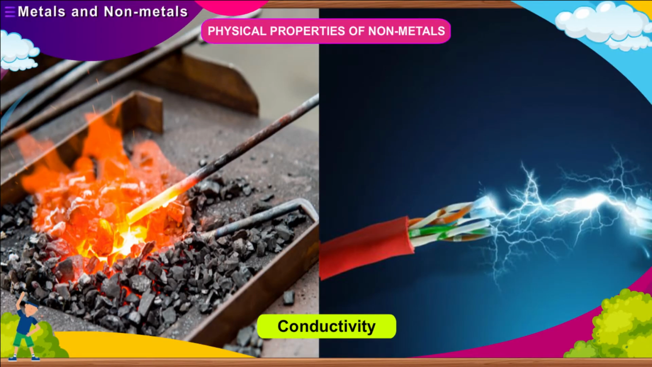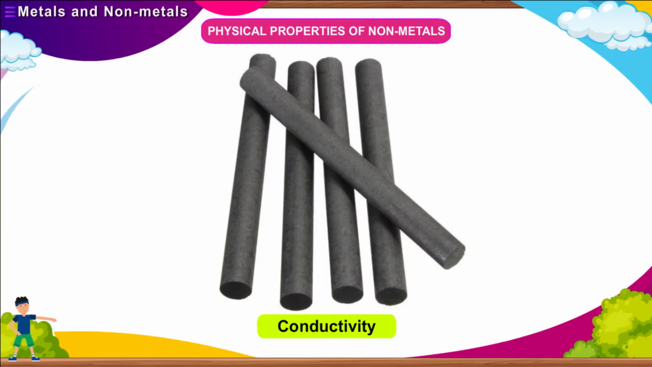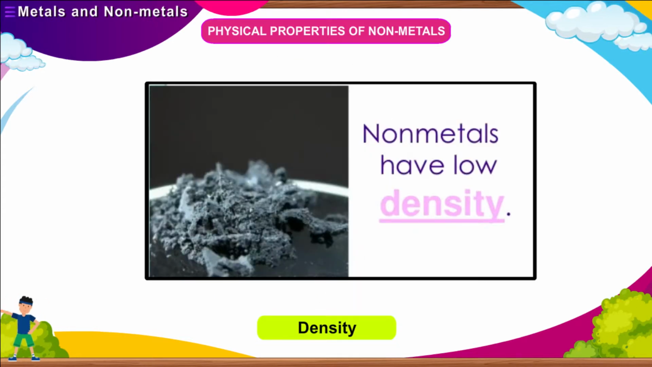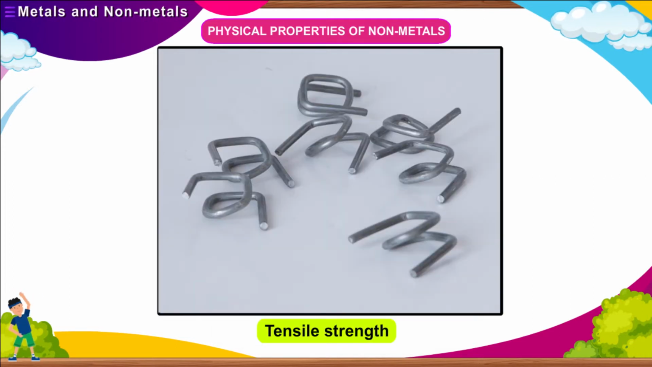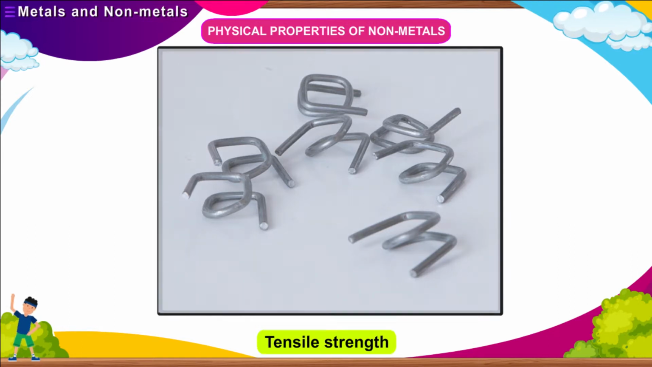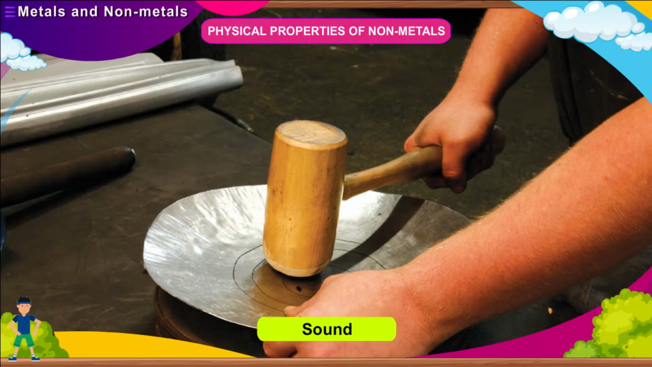Conductivity. Nonmetals do not conduct heat and electricity. These are insulators. The exception here is graphite, which is a good conductor of heat and electricity. Density. Nonmetals are generally soft and have low densities. The exception here is diamond, which is the hardest naturally occurring substance. Tensile strength. Nonmetals can be broken easily. They have low tensile strength. Sound. Nonmetals are non-sonorous. These do not produce sound when hit by an object.